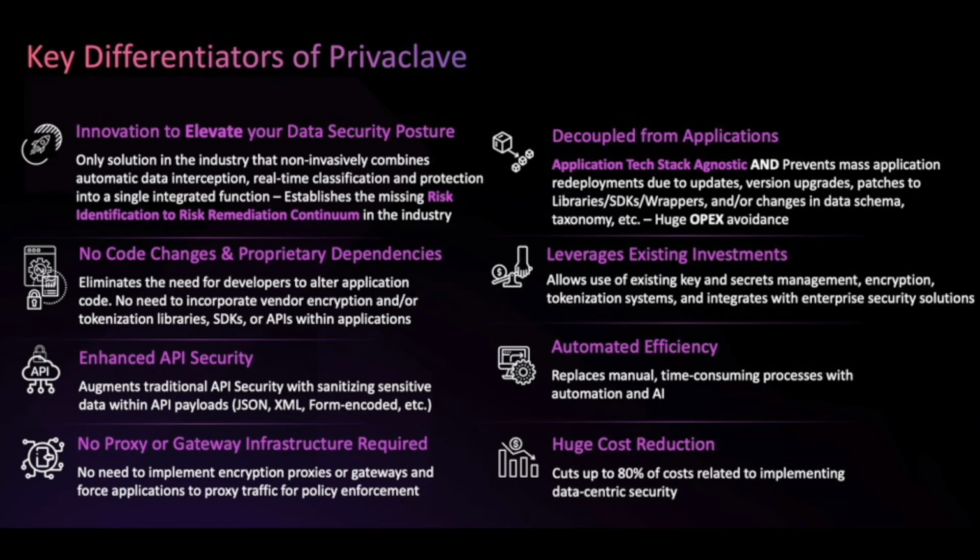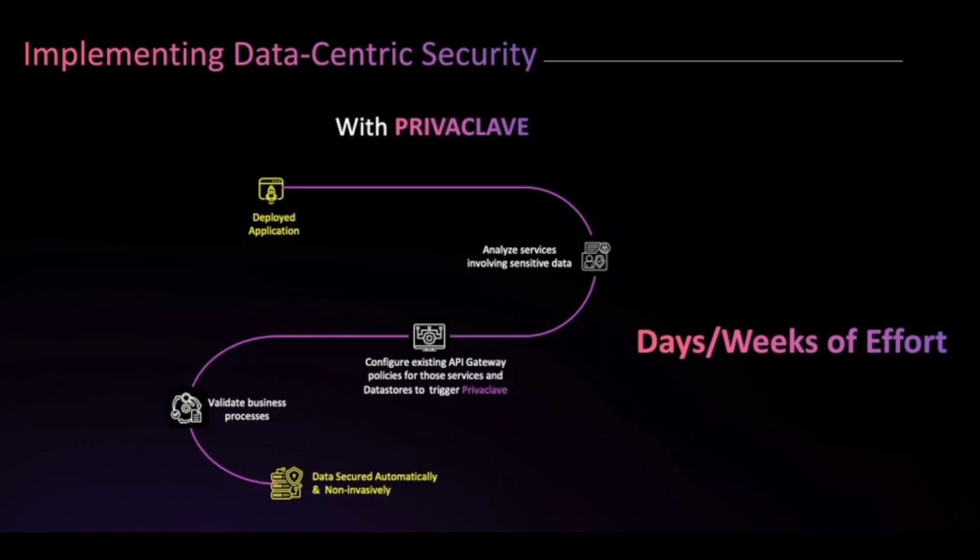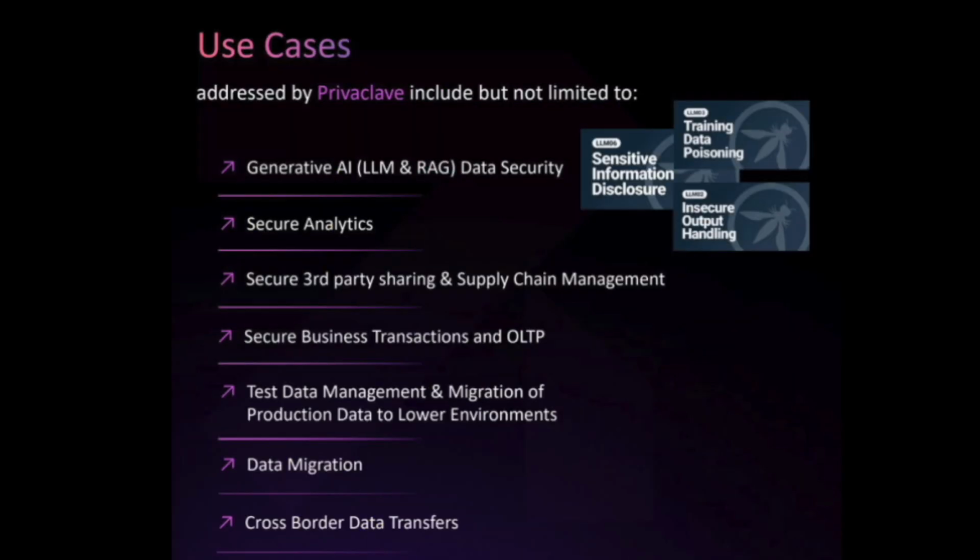Some of the key differentiators of Privaclave: it is entirely decoupled from applications and is not only cloud agnostic, but is also application tech stack agnostic. Privaclave cuts down 6 to 9 months of deployment to weeks, if not days of effort, and it extends to use cases such as generative AI, third-party data sharing and supply chain management, test data management and migration of production data to lower environments, secure analytics.